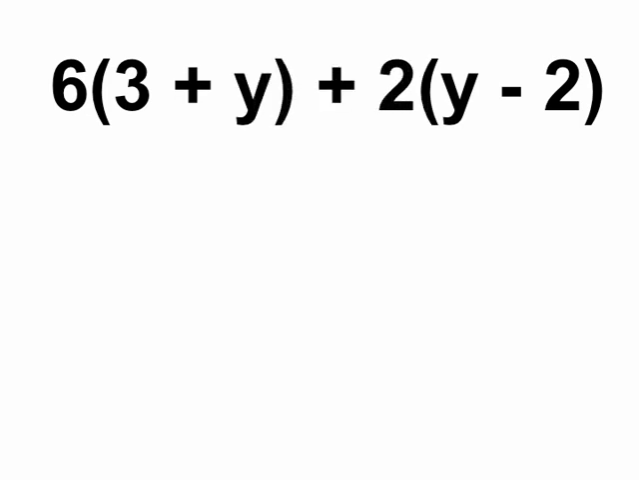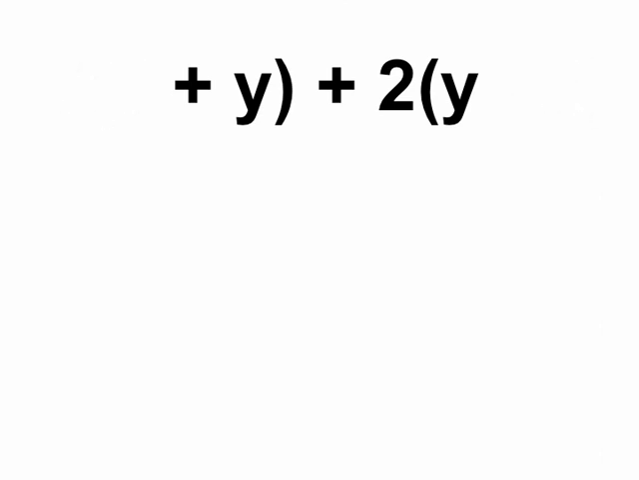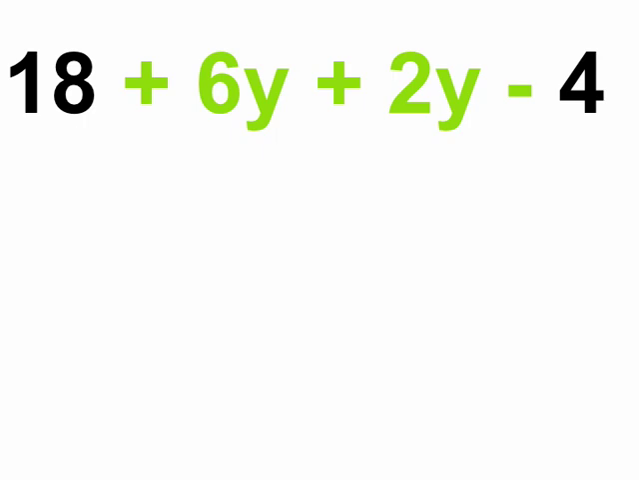Our last example has two wrinkles. First off, not just do you have to do the distributive property once, you have to do it twice. And secondly, this is my first example up here where there's a minus sign. So now I have to engage my rules of integers. So now when I do the distributive property, 6 times 3 makes 18, and then 6 times y makes 6y, and then 2 times y makes 2y, and then 2 times a negative 2 makes a negative 4.